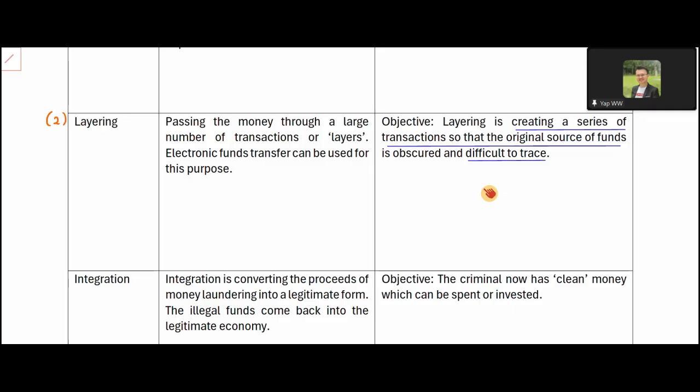So what are we going to do? We have to do layering. Layering is like I set up the supply chain. I have to set up suppliers. Suppliers for the ingredients must be my own companies as well. But better, the suppliers are not a local company. The supplier has to be an overseas company. That will make it more difficult to trace.